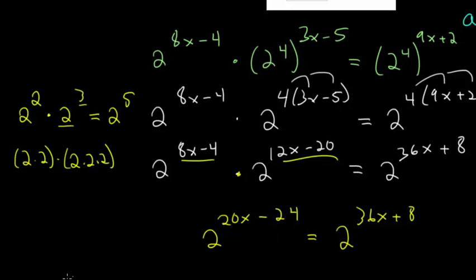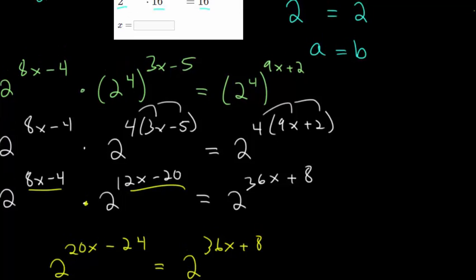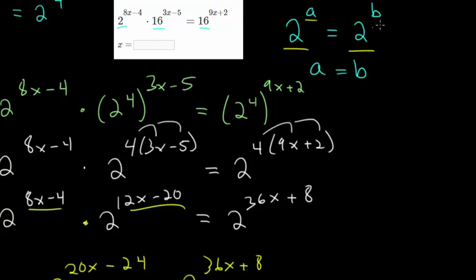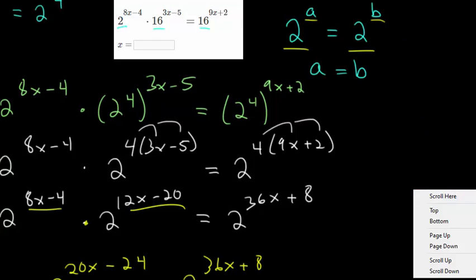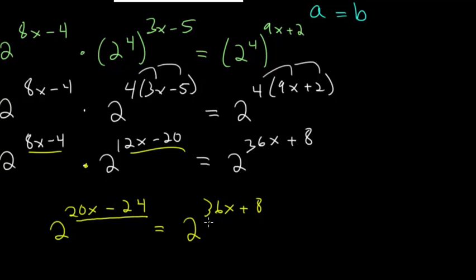And notice we're in that scenario now where the base is the same. Let me scroll up and remind you. We have the same base. And so we're going to set these two exponents equal to each other. That's the only way that this equation can be true. Let me just scroll back down. So this 20x minus 24, we're going to set that equal to 36x plus 8. So let's do that over here. We have 20x minus 24, and that's equal to 36x plus 8.